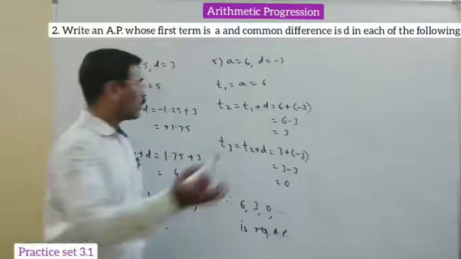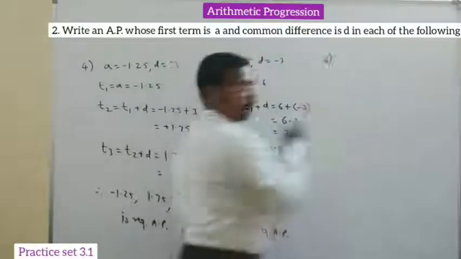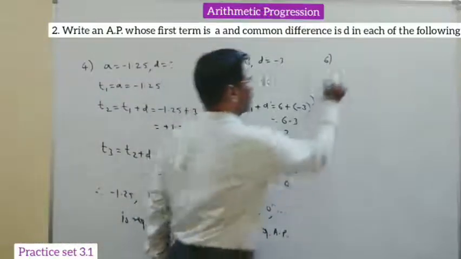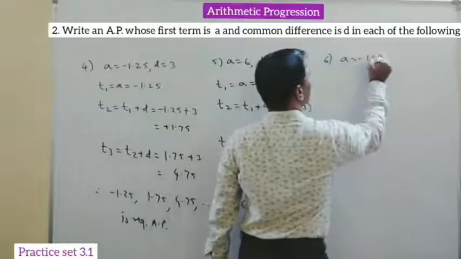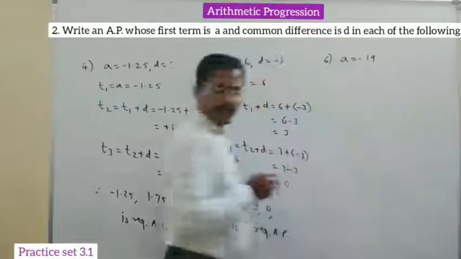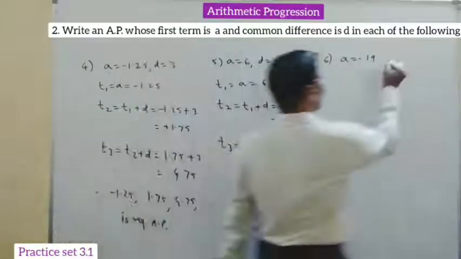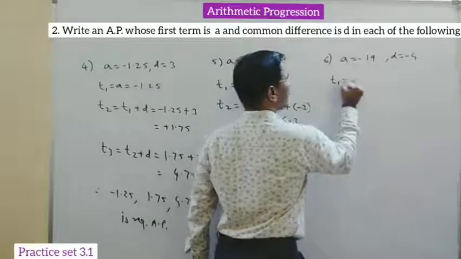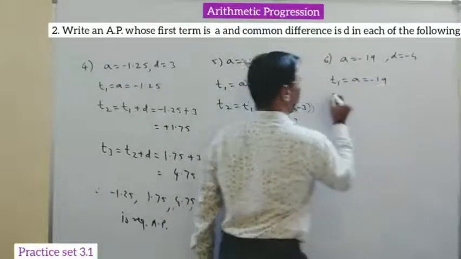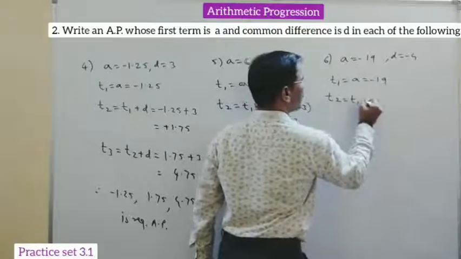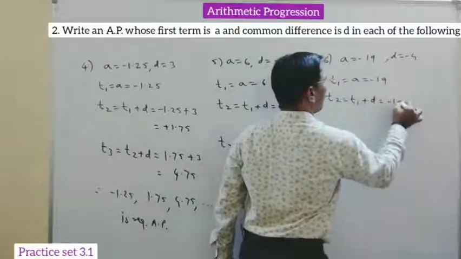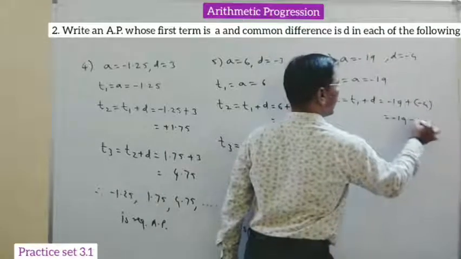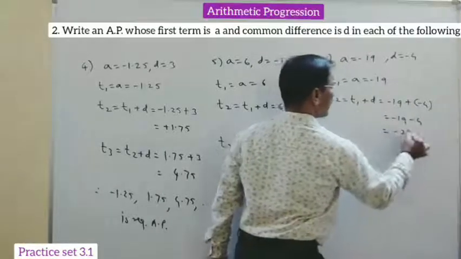Okay, friends. Now the last one. Here A is equal to minus 19 and D is equal to minus 4. Now look here. T1 is equal to A, which is minus 19. T2, that is T1 plus D: minus 19 plus minus 4. So minus 19 minus 4, here it is minus 23.